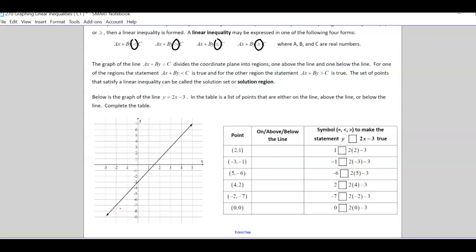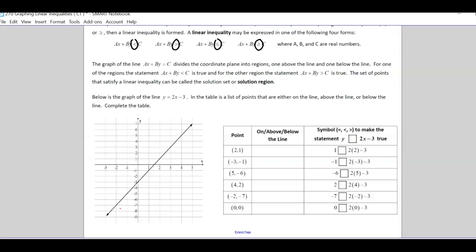So that's what an inequality is. It's showing all the points that satisfy it in that region, not just on the line. So it cuts the plane into regions, one above and one below. For one of the regions, it will be a less than sign, for the other it will be a greater than sign. The set of points that satisfy the inequality is the solution set or solution region. So you can list every set of points.